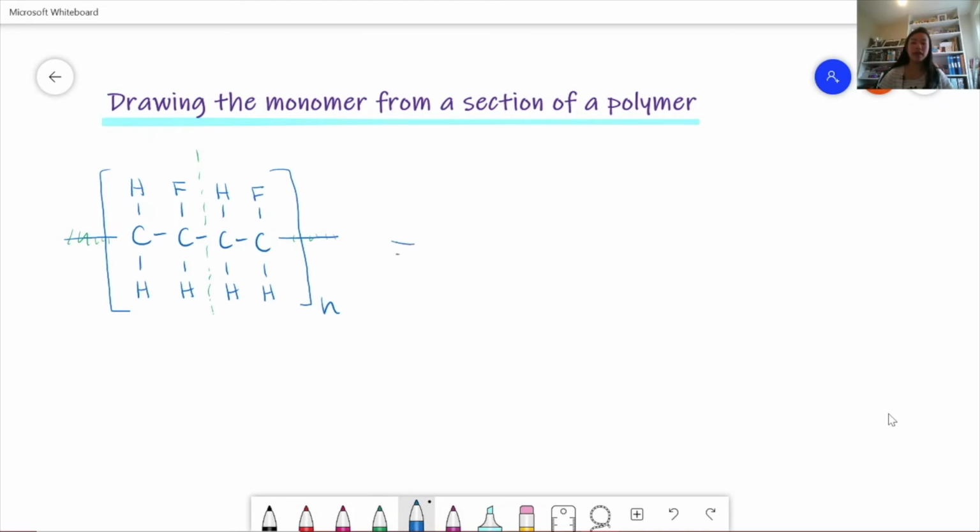And so what we get is we have carbon, double bond carbon, and then hydrogen attached to carbon, and then another hydrogen, and then fluorine and hydrogen. So this is the monomer because we've put 2 of these alkenes together to form this polymer. And so it's as simple as that.